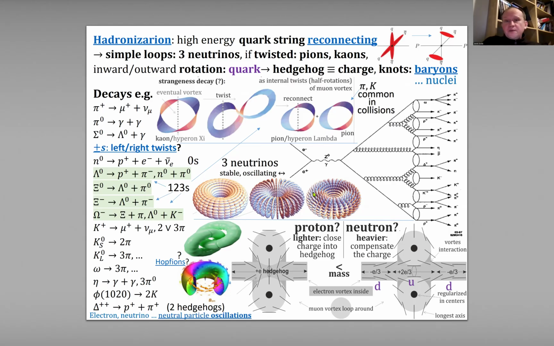Neutrinos are very light and stable, oscillating, so they seem close to similar knots. If we include a twist of such a loop, then it seems to be in agreement with strangeness. So these decays seem in agreement: we decay by one strangeness releasing a pion, by two releasing a kaon.